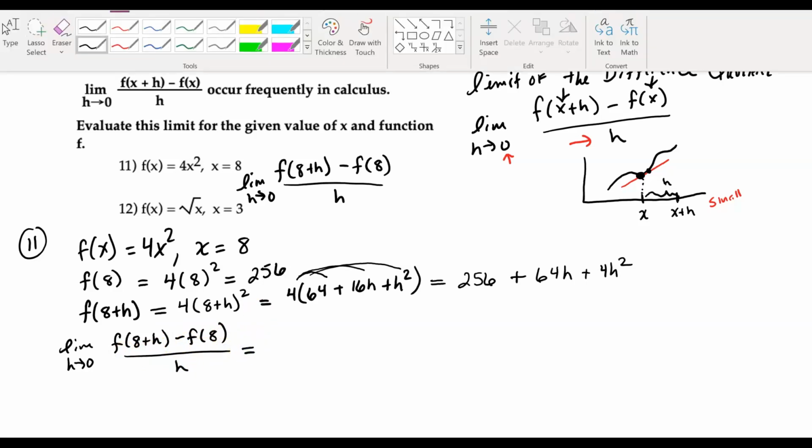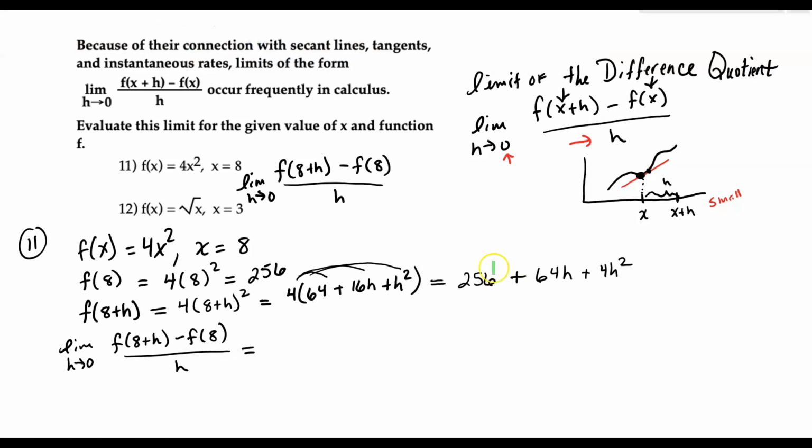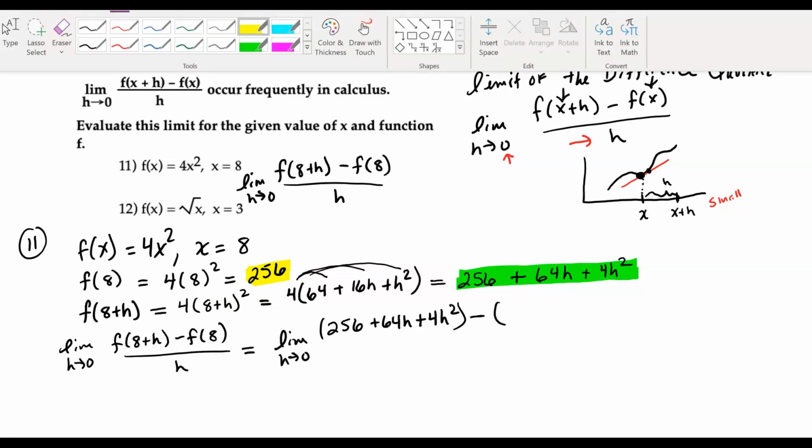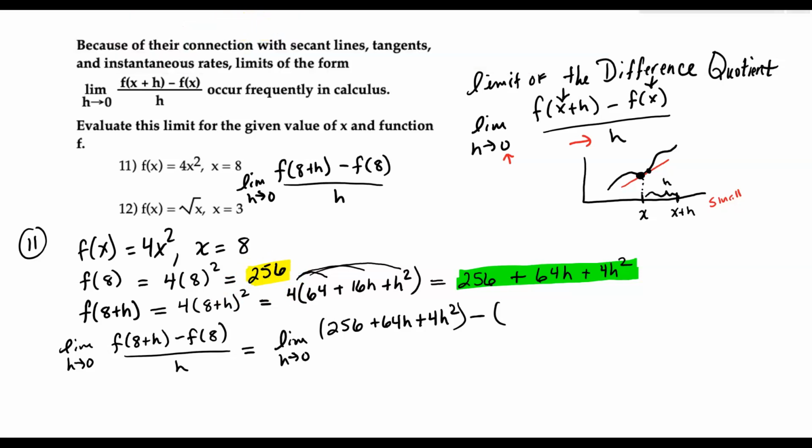Now let me pull up my highlighter. I have f of 8 plus h; it's this right here. So one of the first things I'm going to write down is the limit as h approaches 0 of 256 plus 64h plus 4h squared, all of that minus f of 8. I'll pull up my highlighter again to identify f of 8. f of 8 was this part right here, 256.